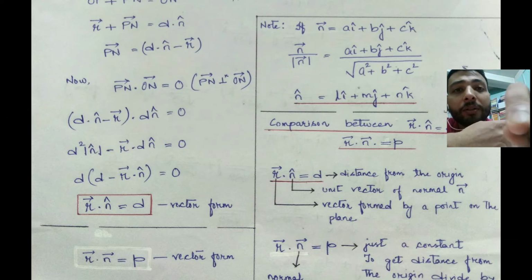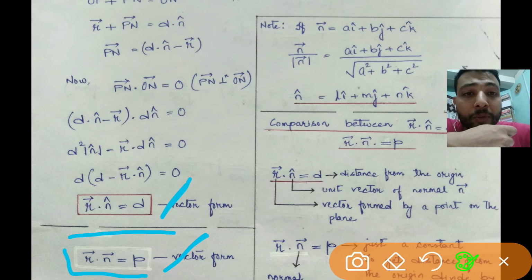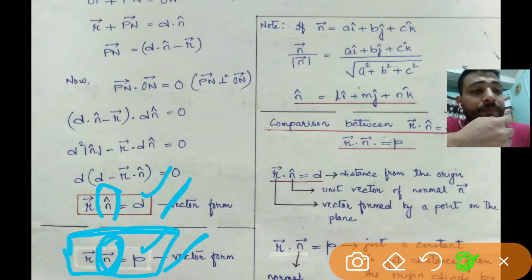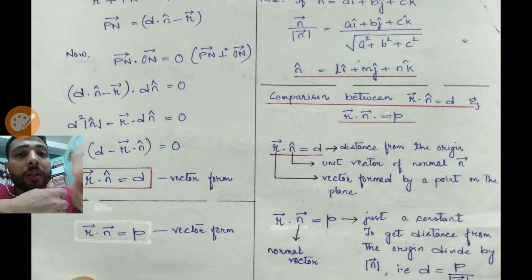Now sometimes your equation in vector form will be given in this form, and sometimes it will be given in this form. When it is given in this form, don't say p is the distance from the origin. If you see a vector here, then you will not say this is the distance. If you see a unit vector here, then you will say this is the distance. Clear? So let's see the comparison between these two.